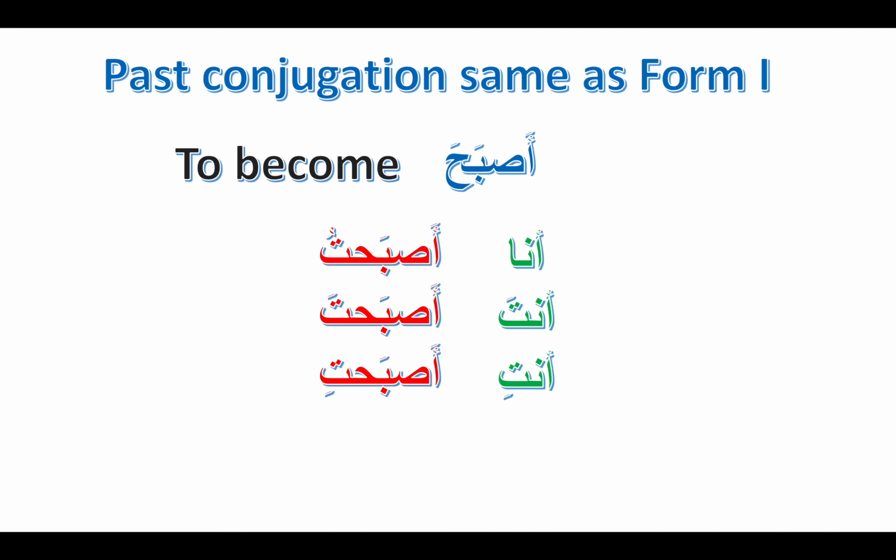Now, let's see how to conjugate form 4 verbs in the past. The conjugation in the past is the same as form 1, form 2, or form 3. You just add the past personal suffixes. So let's use the verb asbaha, which is to become. So I became, ana asbahtu, you became, anta asbahta, anti asbahti, and so on and so forth.